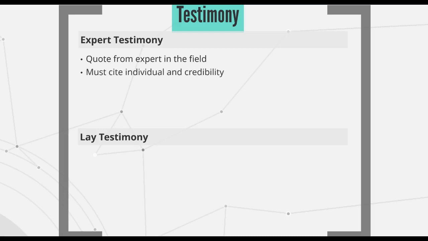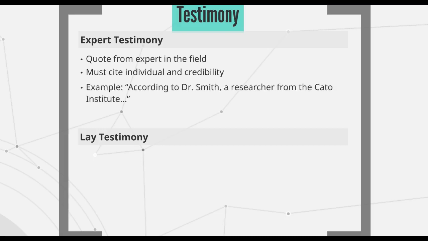talking about. When you cite them, you want to tell who they are and why they're credible, similar to how you would cite your sources. So for instance, according to Dr. Smith, a researcher from the Cato Institute. So let's say you're doing a speech on aviation, right? Your expert testimony might come from a pilot.